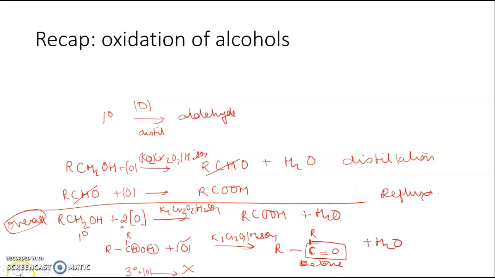So that was in a nutshell the oxidation reactions, whereby the color change is always from orange to green. The orange to green color indicates that the oxidation has happened because the dichromate ions get changed into chromium ions. And in the previous video, we'd looked into some of the redox equation behind that color change.